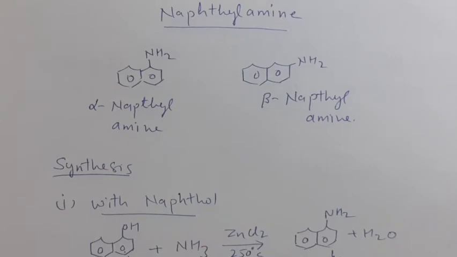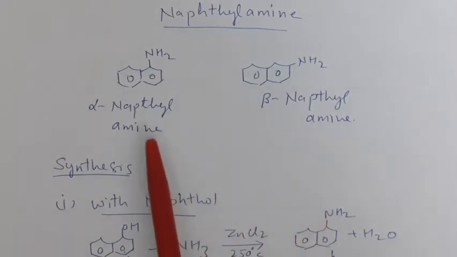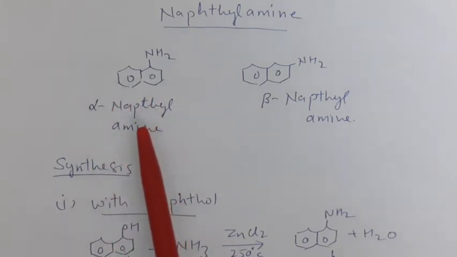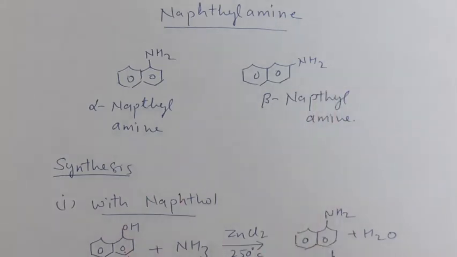Last time we studied naphthalene and its derivative naphthol. Today we will study another derivative, naphthylamine. Naphthylamine has two forms, alpha naphthylamine and beta naphthylamine. In alpha naphthylamine, the amino group is attached at carbon one, and in beta naphthylamine, the amino group is attached at carbon two.